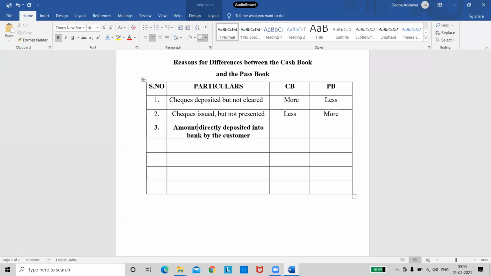Please remember, whether it is cash book or whether it is passbook, if you are receiving, it will increase your balance. If you are paying, it will decrease your balance. Right? So this transaction, amount directly deposited into bank by the customer, it will be entered in the passbook first because he is directly entering in bank account. So the banker is entering it. And when will I enter this entry into my cash book? Any idea? When will I enter this entry into my cash book?